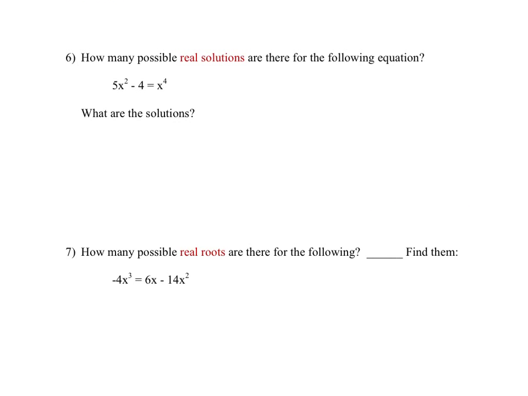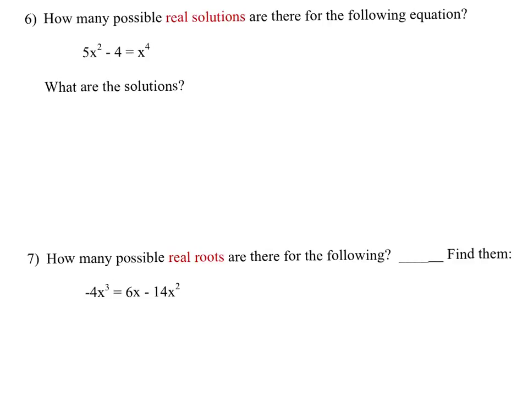Next. All right, how many possible real solutions are there for the following equation? A real solution is basically when you don't have a negative under a radical. What that means, we're going to discuss in a few days. So here is the basic idea: when we're talking about this equation, how many possible solutions are you going to have? To figure that out, you'll just look at the degree of the equation.